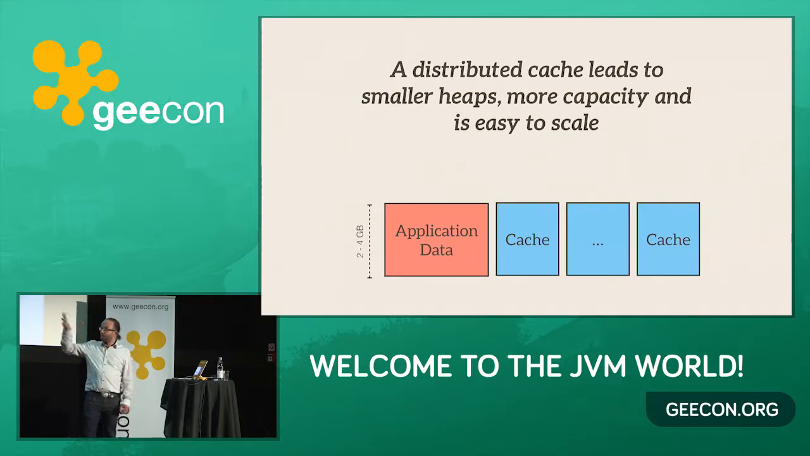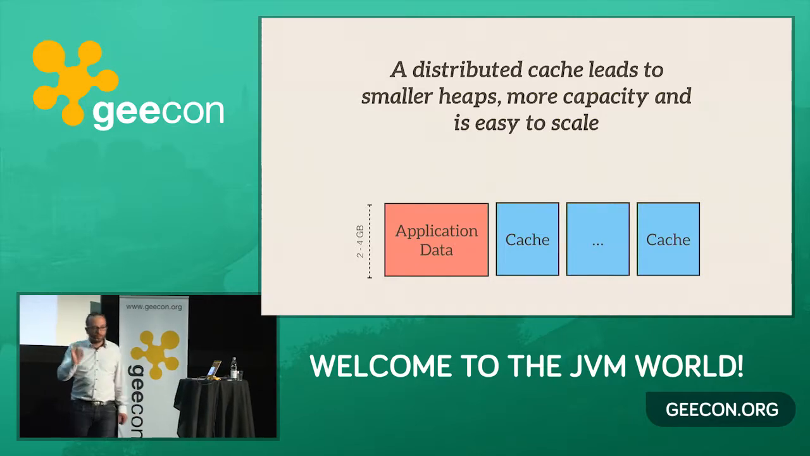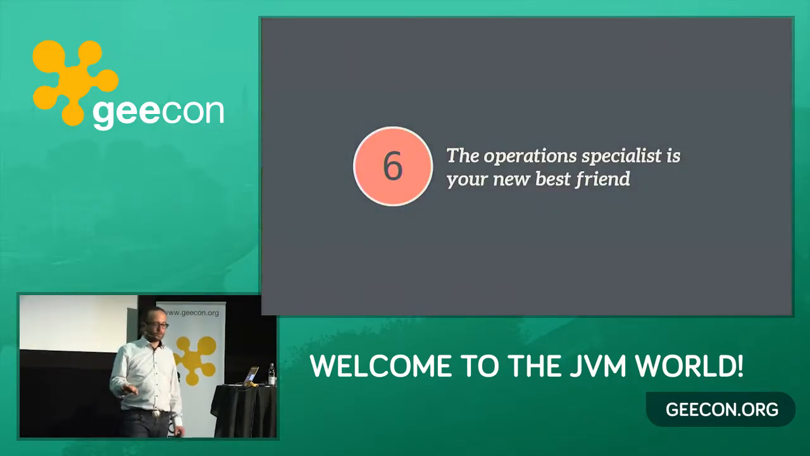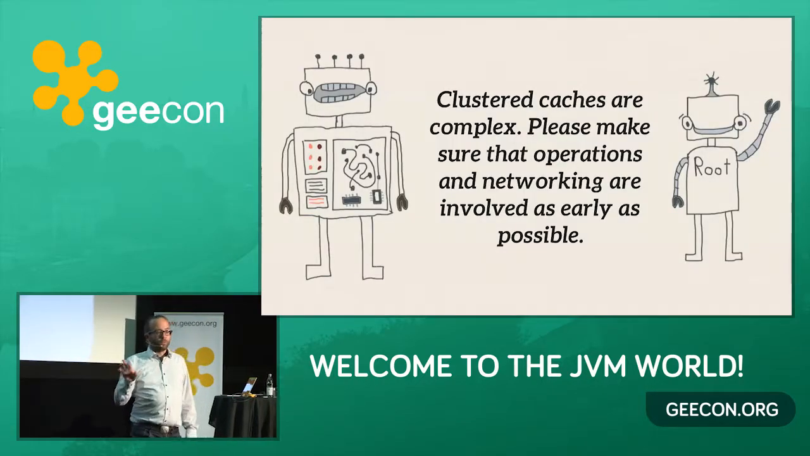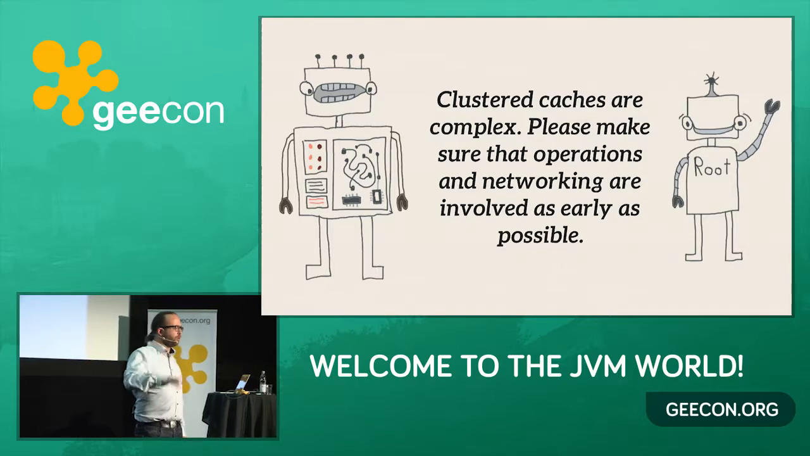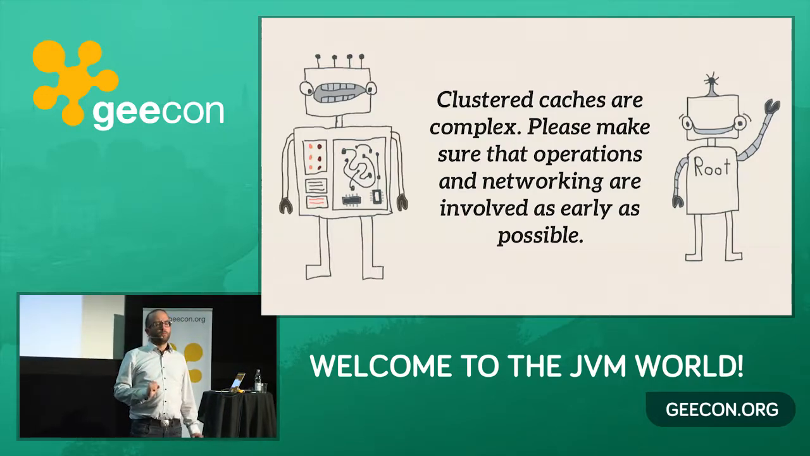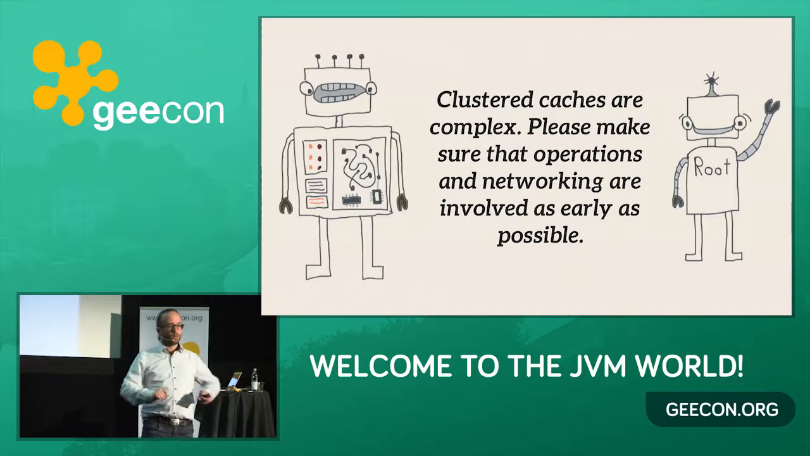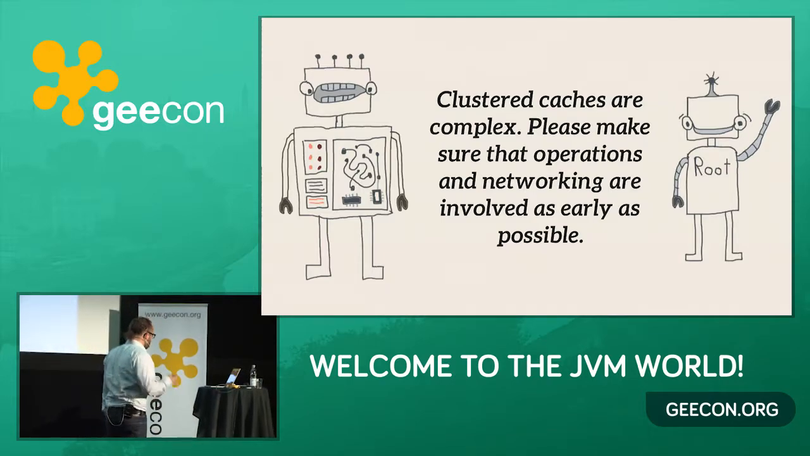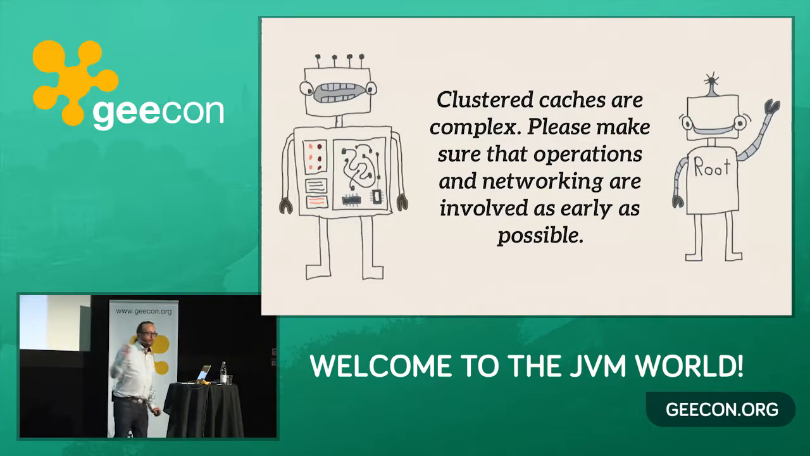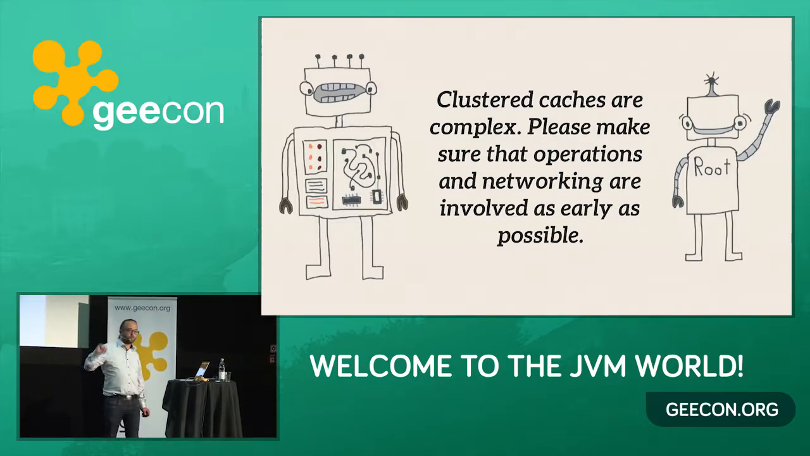Now, especially in that kind of scenario, you have a new best friend: your ops folks, your operations specialists. Because these distributed caches shouldn't be configured and introduced by the Java specialist or the Hibernate specialist saying, hey, add a distributed Hibernate cache, do that for me with JBoss cache. Bad idea. You need a lot of network know-how, and a lot of know-how on your networking topology as well. Just a warning: involve the ops folks very early in that process when you want to introduce something like that.